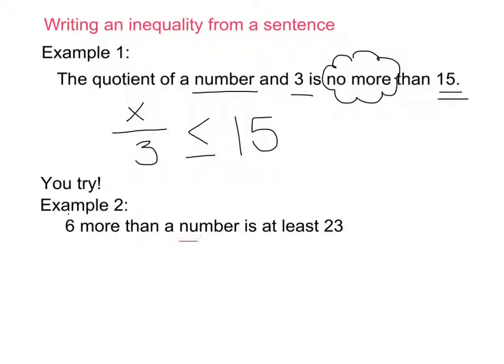Again, since I don't know my number, I'm going to use a variable, so pick whichever variable you want to. I'm going to again use the number x. And then "more than" is a way for us to write addition, and then it's going to be more than 6. And then the next keyword says it is at least 23, so that means it could be greater than 23. And again, since it's at least, that means it could also be the number 23, so it's going to be greater than or equal to, and then the number 23.